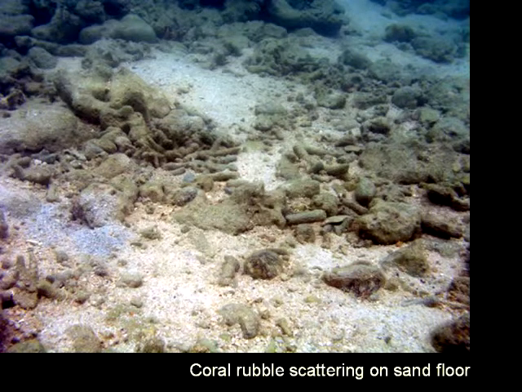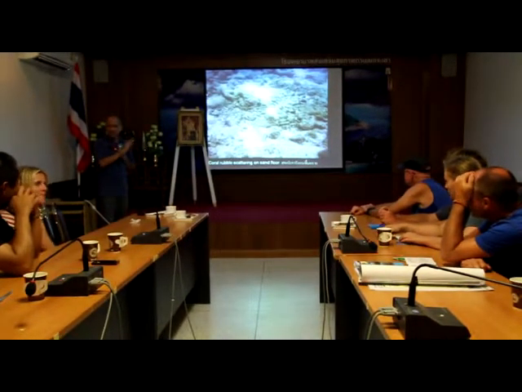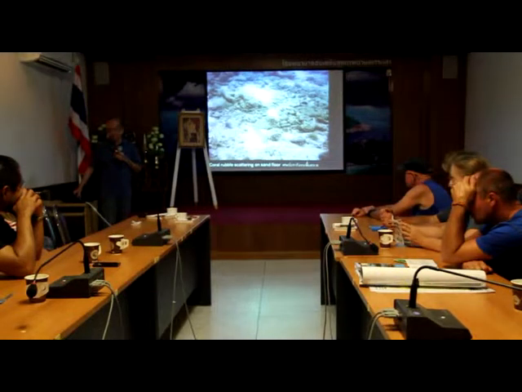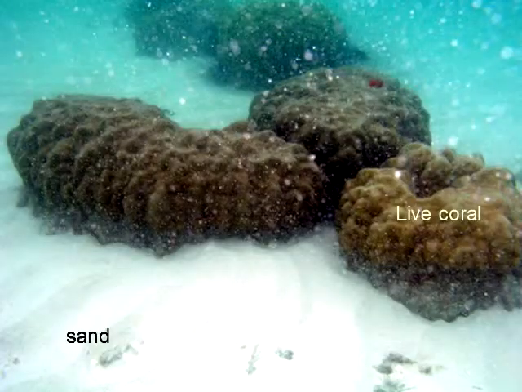The third thing is this. It looks like dead coral. Actually it is dead coral, but the dead coral became broken into small pieces and scattered on the sand floor. So I like to call the whole thing coral rubble on sand. So the whole thing is coral rubble on sand, okay? Another category. Not confused, right?